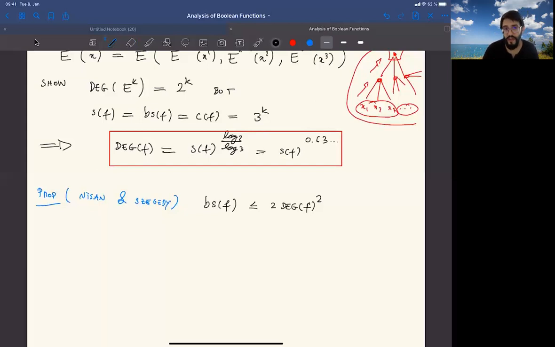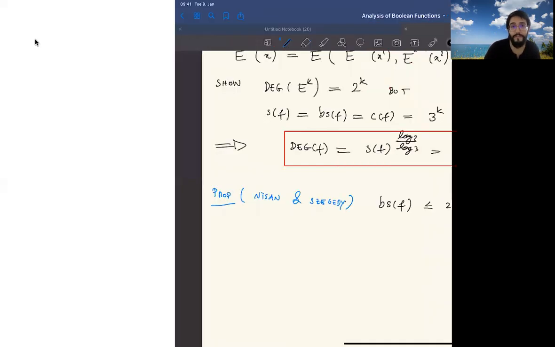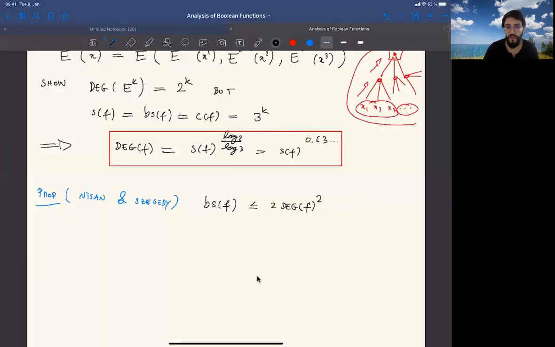And together with the sensitivity conjecture that we proved later on, this thing will say that block sensitivity is polynomially related with sensitivity. It's also polynomially related with degree. And so we will see that later on. So let's try to prove this.